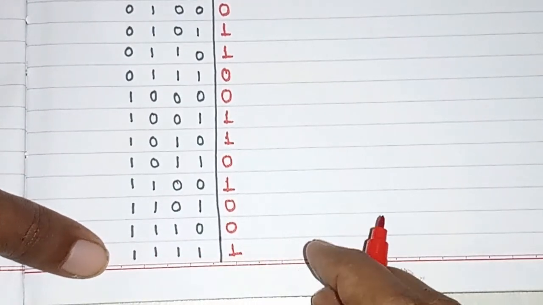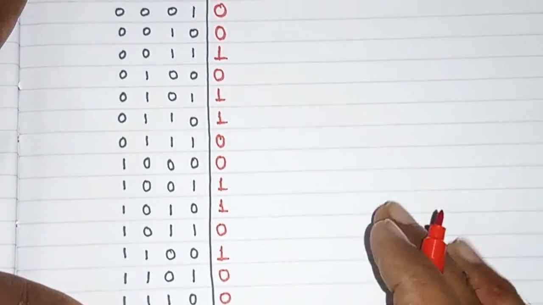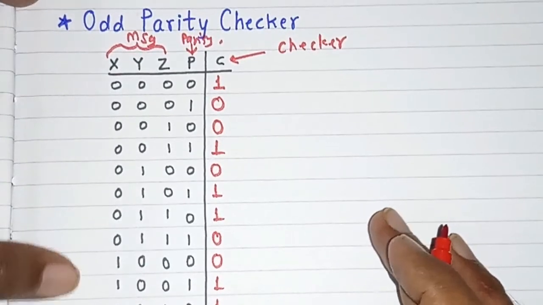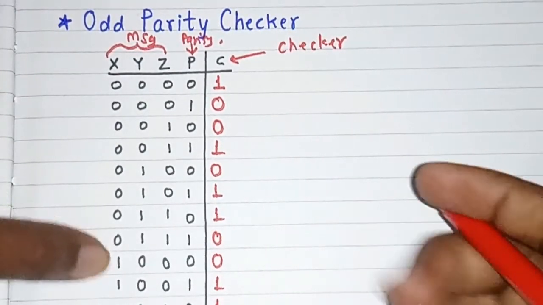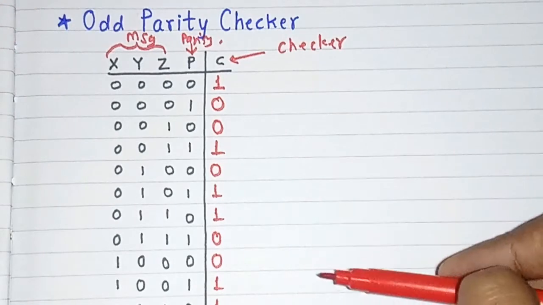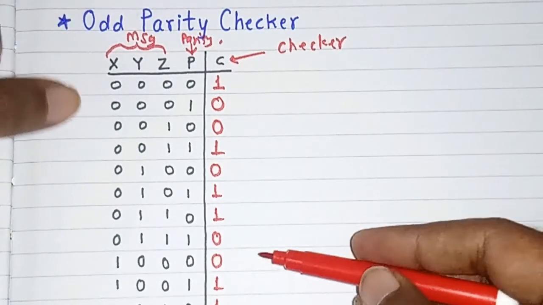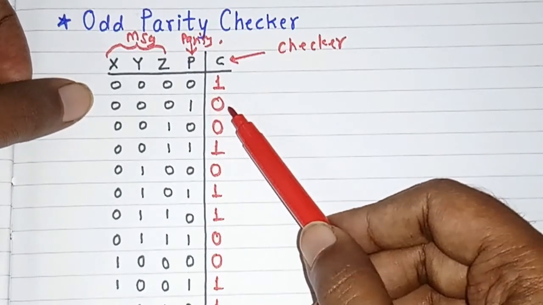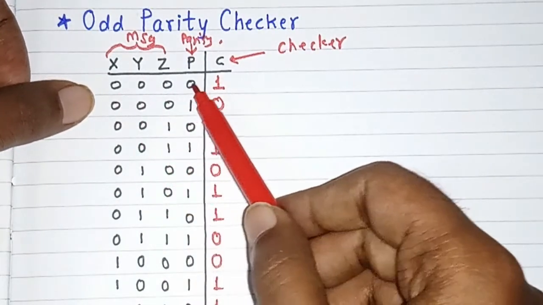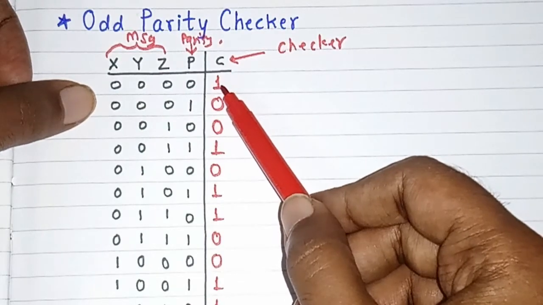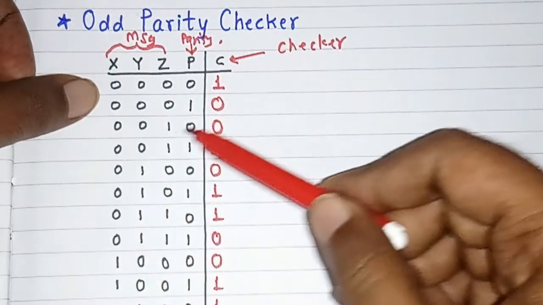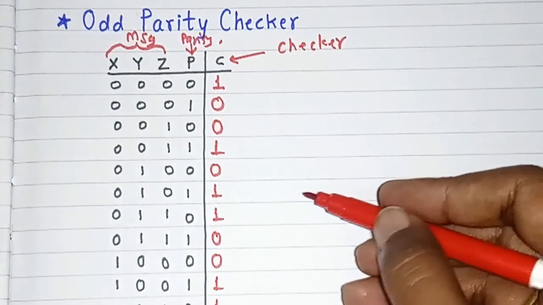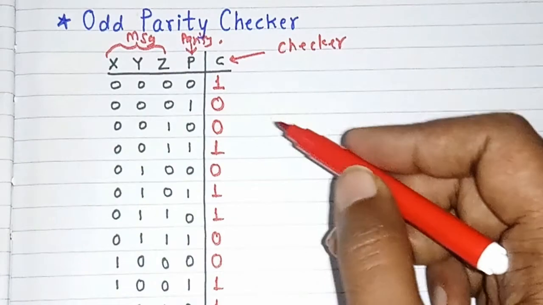So this is how we can write the truth table for the odd parity checker. Now we have to build the circuit to check whether it is odd parity or not. You simply have to observe for which 4-bit combination the C output is 1. Obviously this truth table is of an XNOR gate. So we can simply build the XNOR operation of X, Y, Z and P.